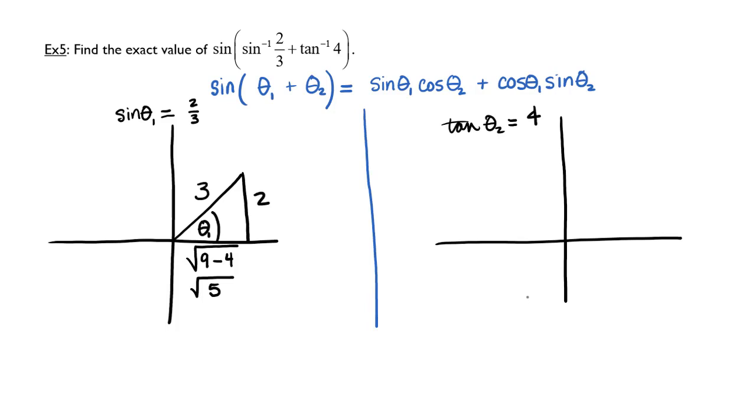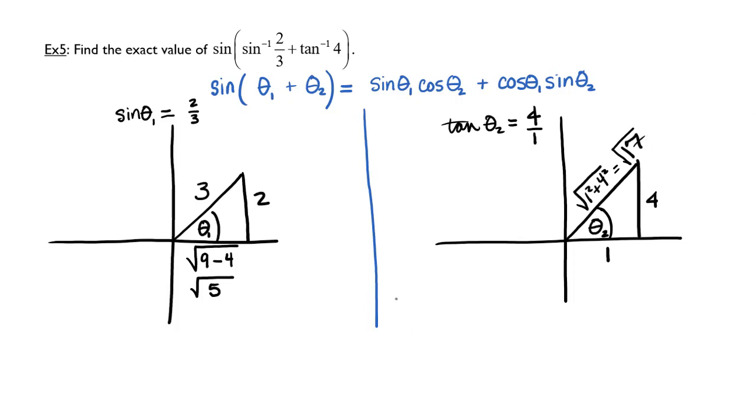This only happens in the first and third quadrants. I'll go ahead and just sketch it in the first quadrant. Here's my angle theta sub 2, and tangent is opposite over adjacent. I'll put 4 over 1, and I get 4 as my opposite side, 1 as my adjacent side. Clearly these triangles are not to scale. And then I need to find the hypotenuse. The hypotenuse will be 1 squared plus 4 squared, which will give me the square root of 16 plus 1, or square root of 17.